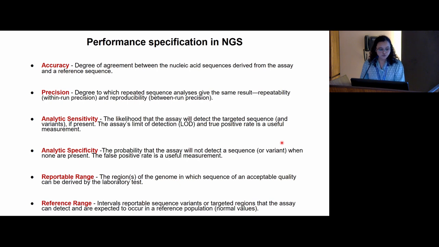It is important to establish the analytical sensitivity, that is the likelihood that the assay will detect the targeted sequence and variants if present. Limit of detection and the true positive rate are useful measurements for the analytical sensitivity. Analytical specificity is the probability that the assay will not detect the sequence or the variant when none are present. The false positive rate is a useful measurement, and also it is important to establish the reportable range and the reference range during the assay validation.